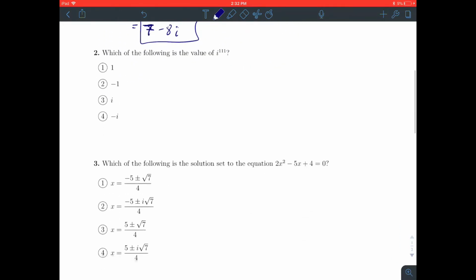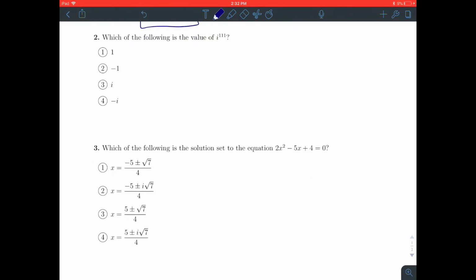All right, on to the next one. For problem 2, it says, which of the following is the value of i to the 111th power? In order to figure out what i to the 111th power is, we want to use our diagram where we have 1 on the real axis, i on the imaginary axis, negative 1 on the real axis, negative i on the imaginary axis.